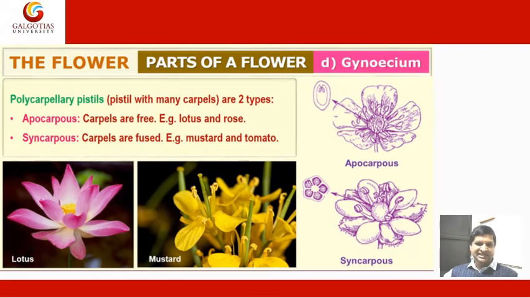Polycarpellary pistils, pistils with many carpels, are of two types. First, apocarpous, second, syncarpous. Apocarpous carpels are free, as in lotus and rose. See the image, you can easily understand. Syncarpous, that is carpels are fused, as in mustard and tomato.